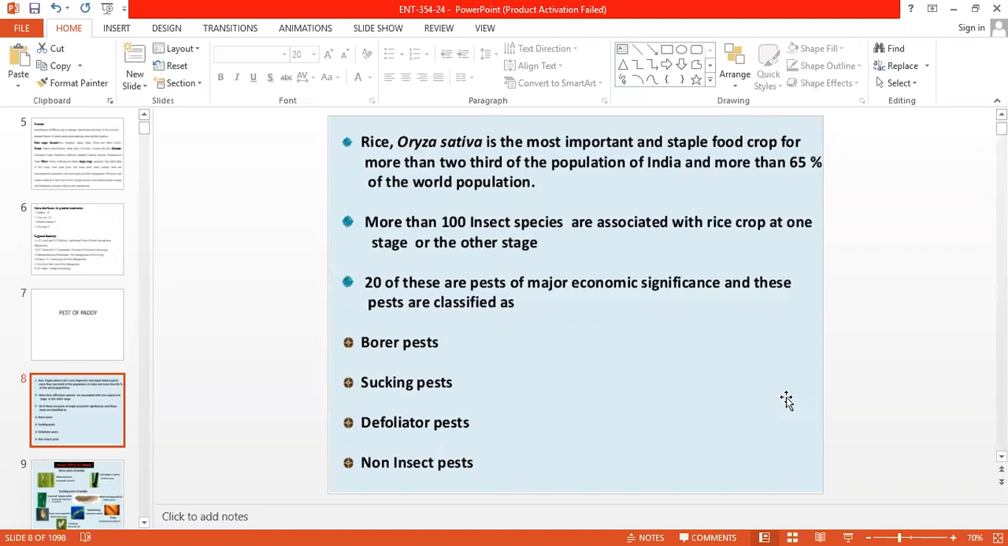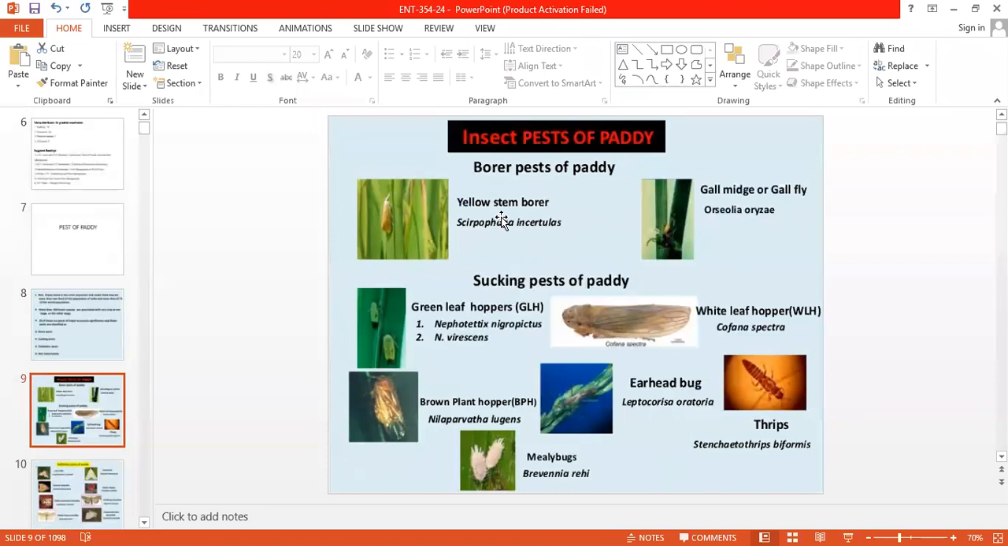More than 100 insects have been recorded on that crop. Out of that, 20 insect pests are of major economic significance, and these pests are mainly classified as borer pests, sucking pests, defoliator pests, and non-insect pests. Among borer pests, mainly yellow stem borer and gall midge, also called gall fly. Then sucking pests: green leaf hoppers, white leaf hoppers, brown plant hoppers, mealybugs, earhead bugs. These are the major sucking pests of paddy.